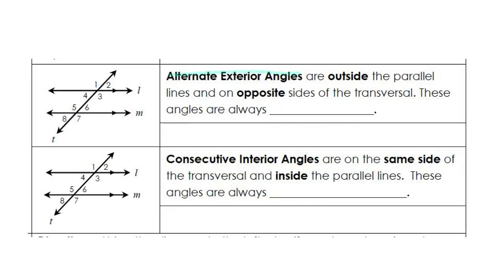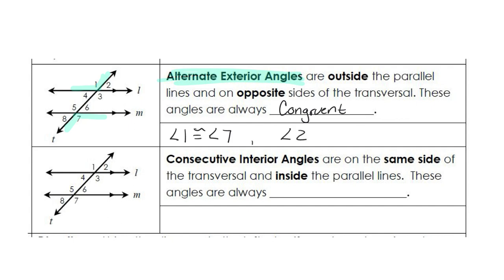Then I have alternate exterior angles. Alternate exterior angles are going to be on the outside of the parallel lines, so exterior, outside, and they are on the opposite sides of the transversal. These are also always going to be congruent. An example of this would be angle 1 is congruent to angle 7. They're going to have the same measurements.